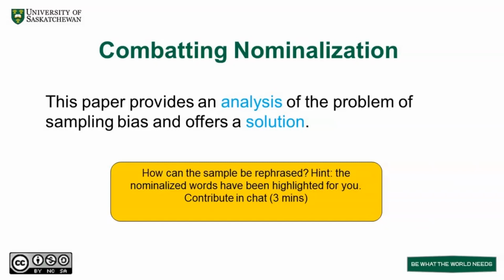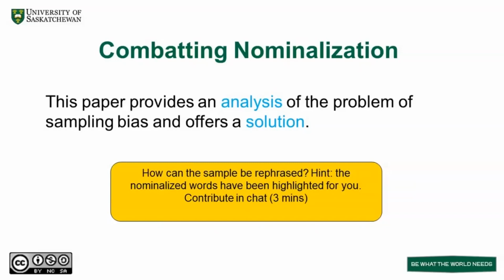Let's take 2 or 3 minutes and contribute in the chat. One really good suggestion in the chat already. So rephrasing as this paper analyzes the problem of sampling bias and solves it. That works really well. Let's just wait another 30 seconds in case anyone else is typing something up, and then we'll look at another way in which this sentence can be rephrased.